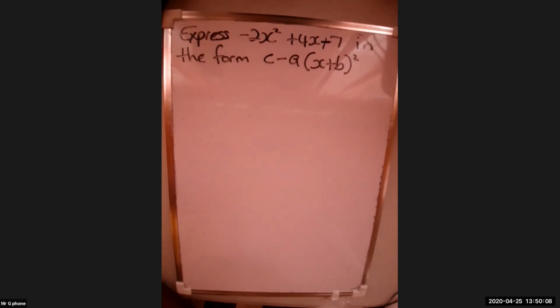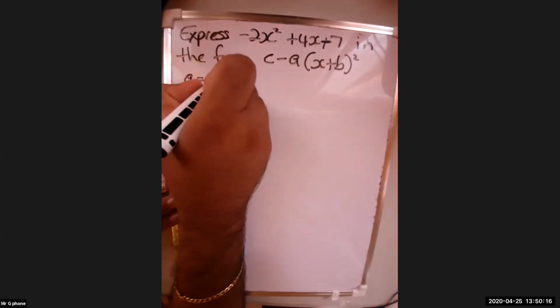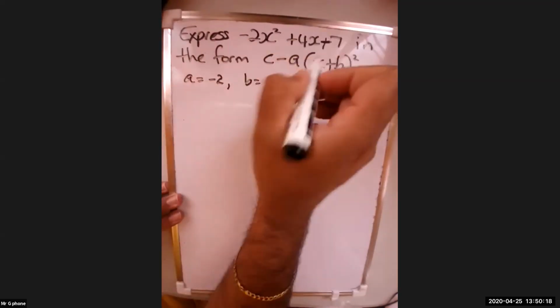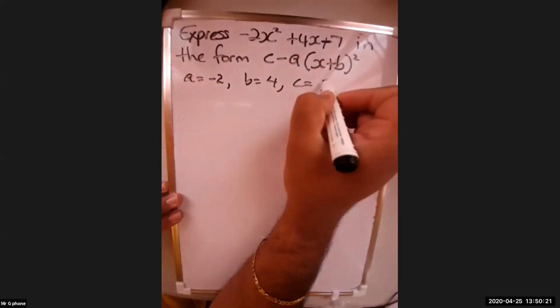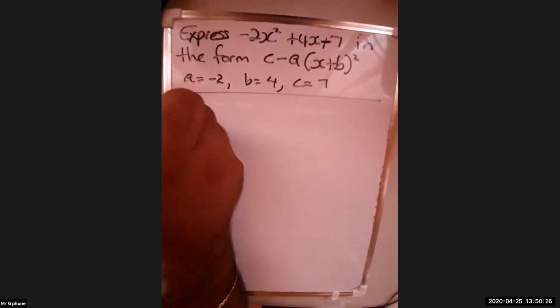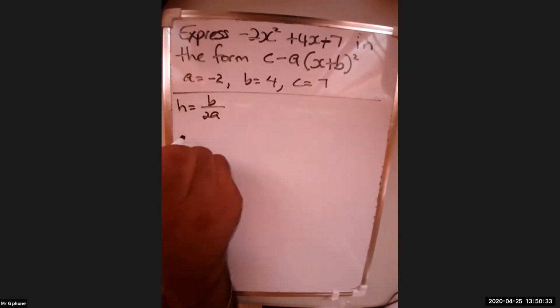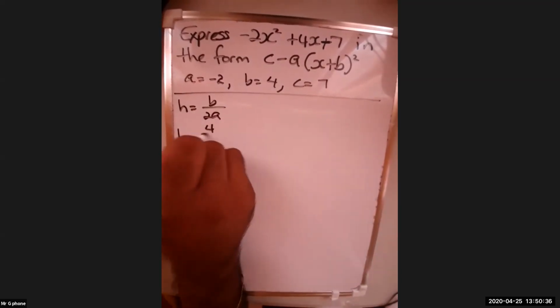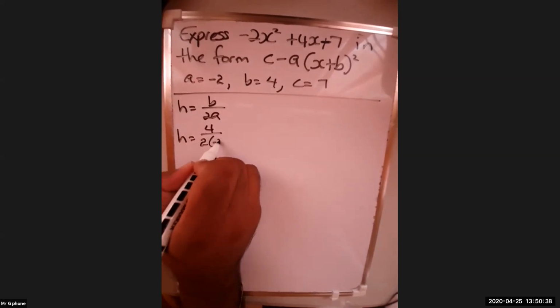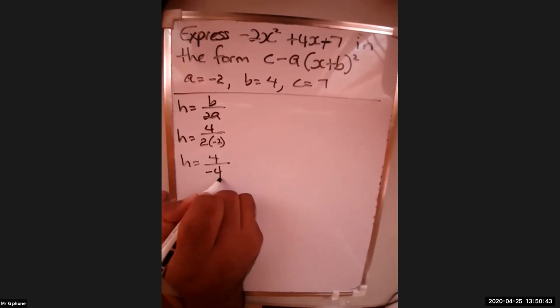Okay, can we correct? So we have to identify what is A. The value of A is -2. The value of B is 4. And the value of C is 7. So we have to find H, which is B all over 2A. So B is 4, 2A is 2 into -2. So H is 4 over -4.